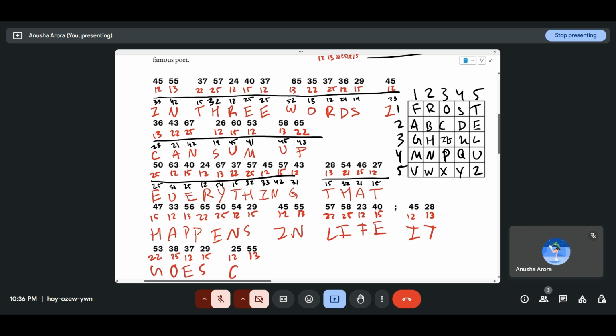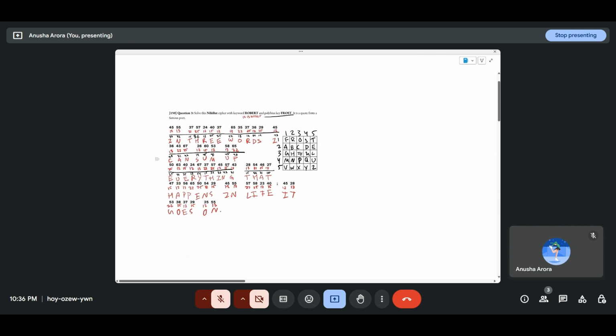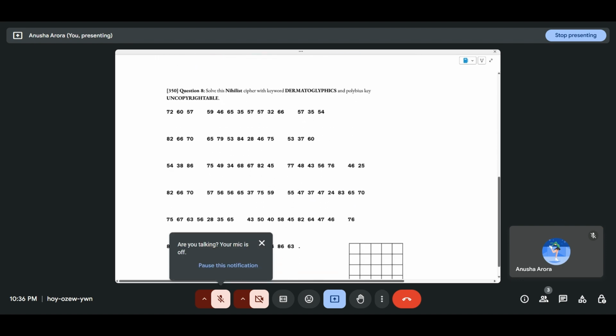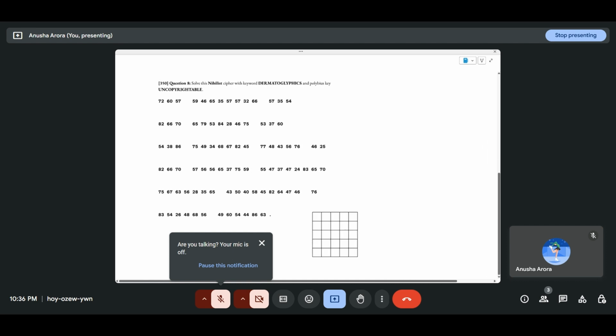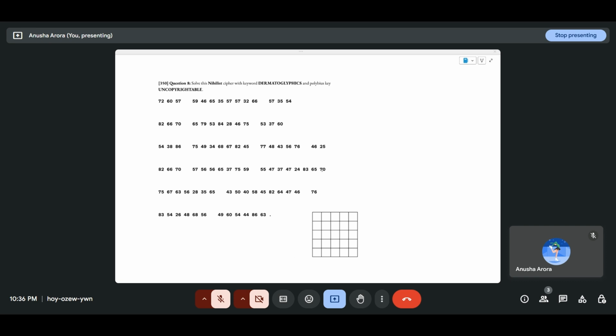So underneath, I have a problem for you guys to try on your own. I believe it's this one. So feel free to pause the video right here and try this question on your own. Okay, so hopefully you tried it out. Just so that you guys get the idea, because I think the Polybius key and the keyword conversion are the hardest, I'll just fill in the Polybius key for you guys.